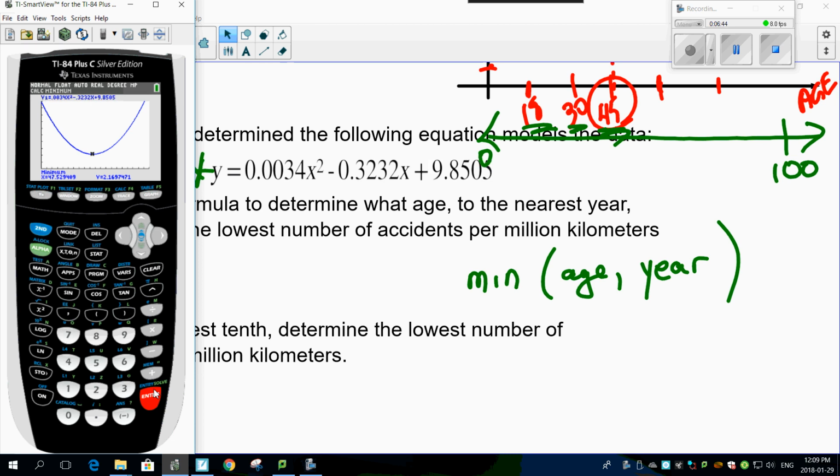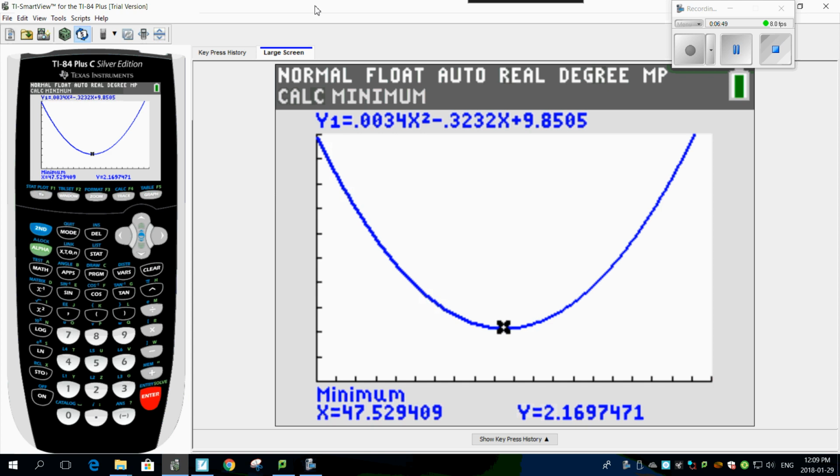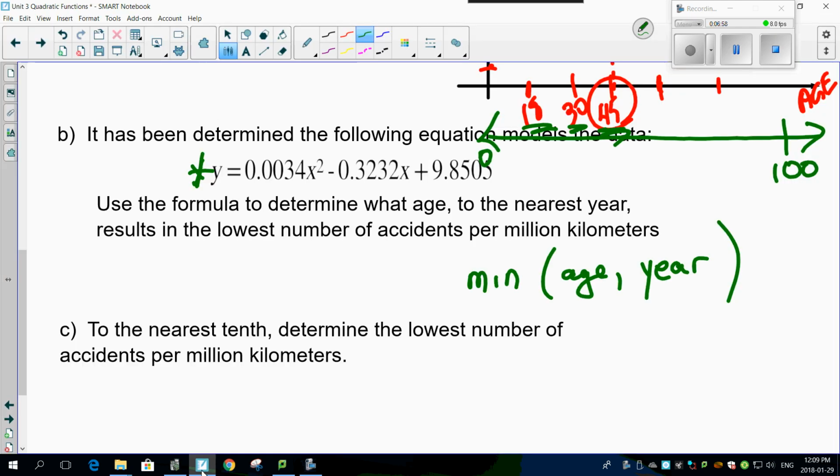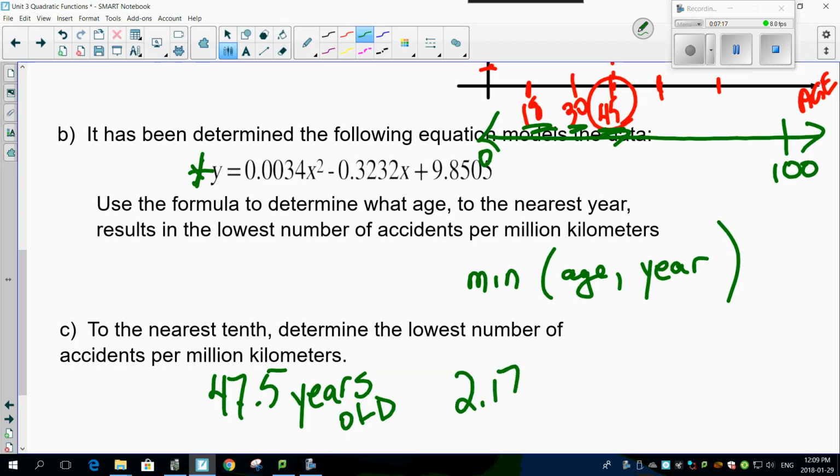And if you can't see that very well, I'll make this a little bit bigger here so you can actually see it. 47.5 years old, you're going to have 2.17 accidents on the average. So 47.5 years old, they're going to have the minimum number of accidents, and the minimum number will be approximately 2.17 accidents. Okay, that is what the insurance company is predicting.